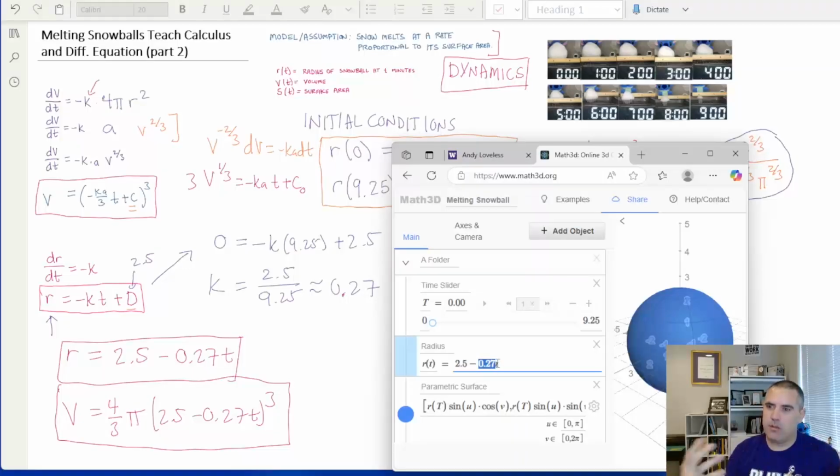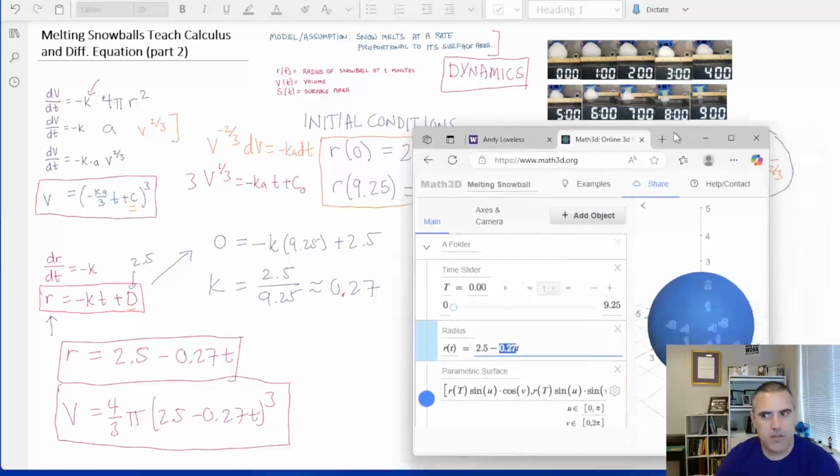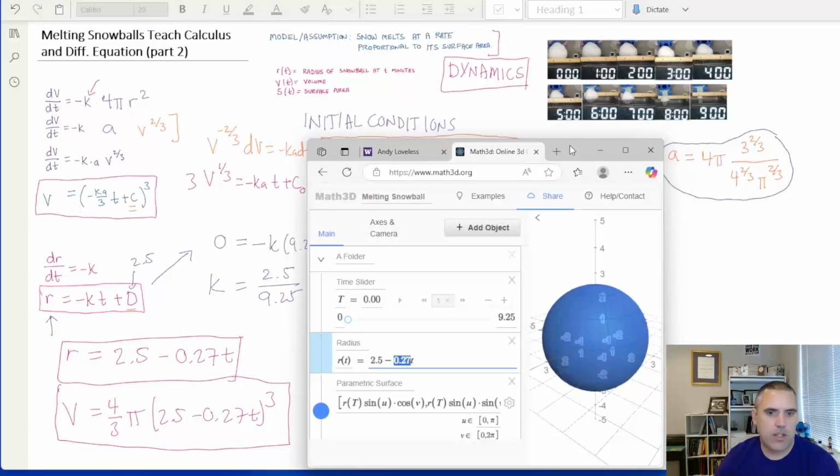Now the K is interesting. There's an opportunity here for a project if somebody wanted to do it. I just computed the K using a snowball with radius 2.5, computing it in hours, and using a room that was about 70 degrees. I wasn't precise about that. It would be interesting to see how K changes as you change the room temperature. Like what if it's outside at 40 degrees?